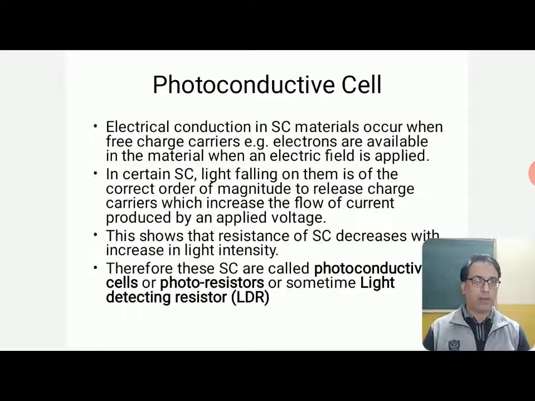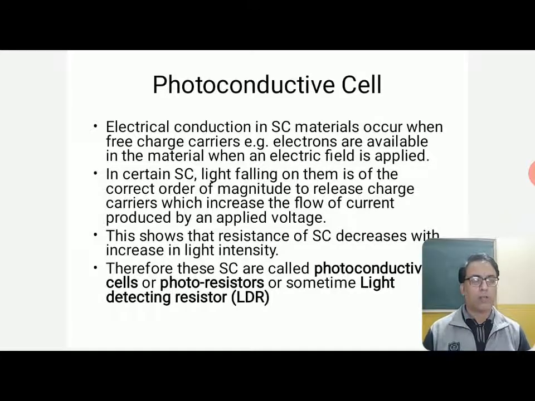And by applying voltage, we can take a current from them. This shows that the resistance of a semiconductor decreases with the increase of light intensity. Therefore, these semiconductors are known as photoconductive cells or photoresistors, or sometimes light detecting resistors.